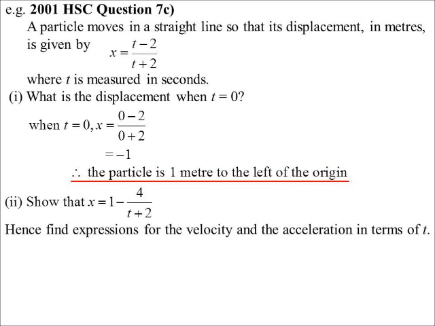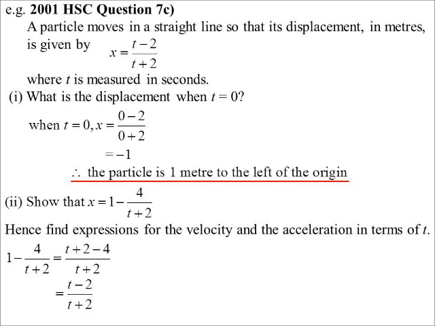Show that x equals 1 minus 4 on t plus 2. All they're really saying is, you can rewrite t minus 2 on t plus 2, and you'll end up with 1 minus 4 on t plus 2. But they do want us to do a bit more. Hence, find expressions for the velocity and acceleration. So, I'm going to show they are the same. Look, 1 minus 4 on t plus 2 would be t plus 2 minus 4 on t plus 2. Yes, that is t minus 2 on t plus 2.